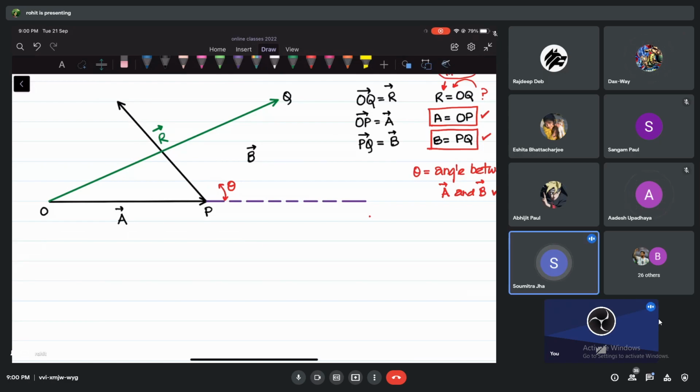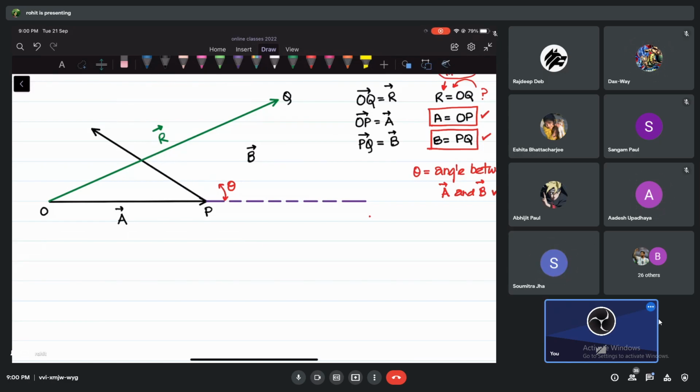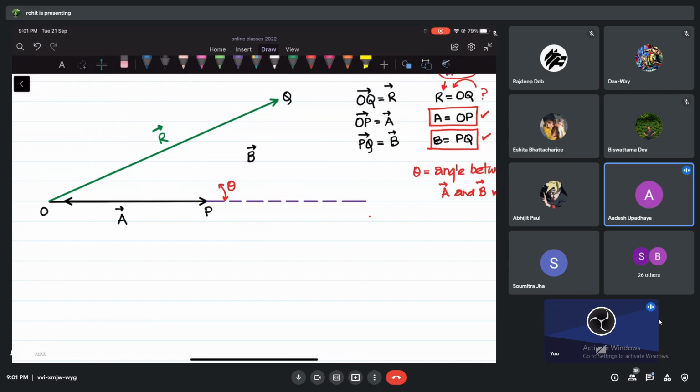More than 90. Now theta has become much more than 90. Now theta has become how much? 180. That means if the vectors are oppositely directed, the angle between them is 180. If the vectors are in the same direction, what's the angle between them? 0. If B is here, then the angle between them is 0. Same direction, 0. Opposite direction, 180 degrees.